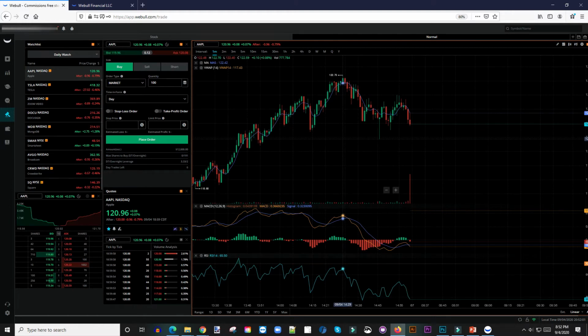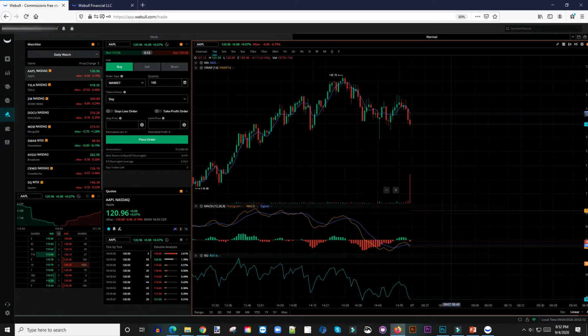So market orders are really risky unless you really have to close a position or whatever. Market orders are not really good. Always use a limit order, in my personal recommendation.